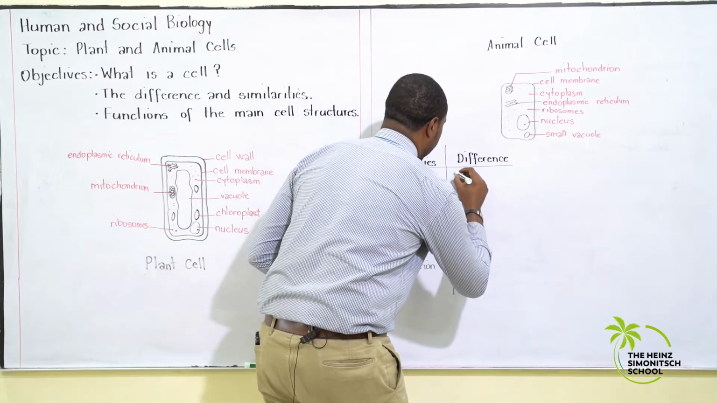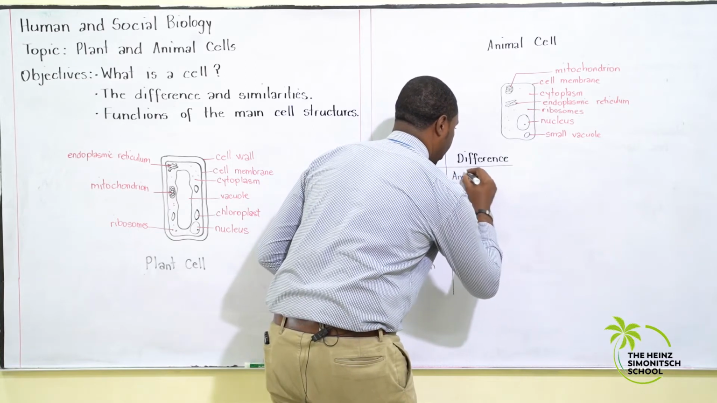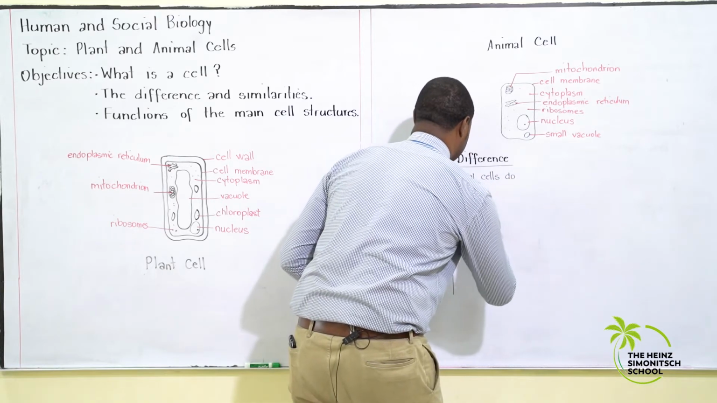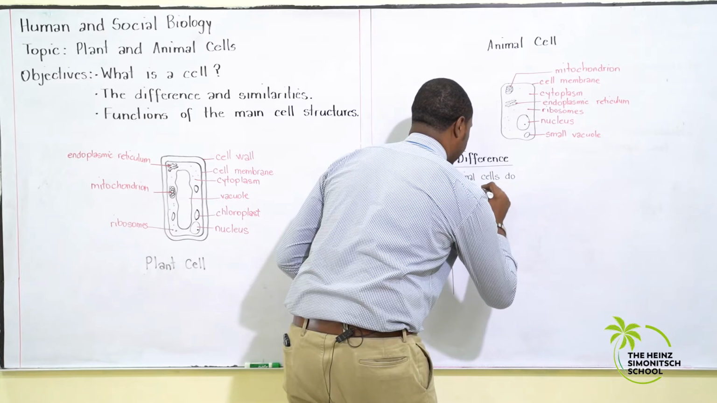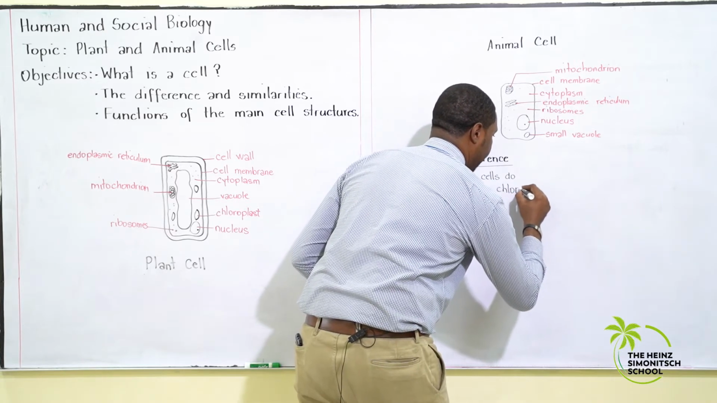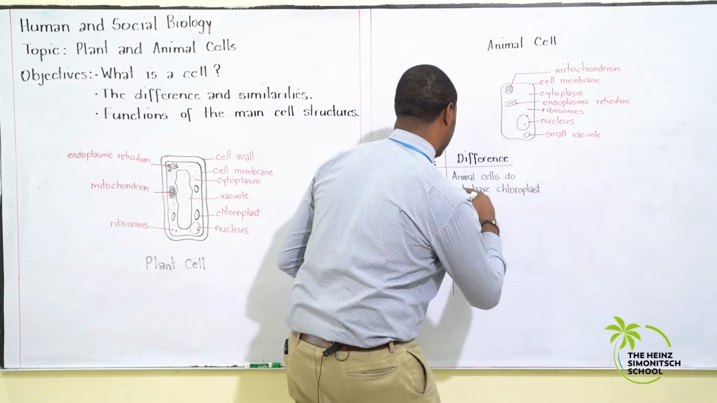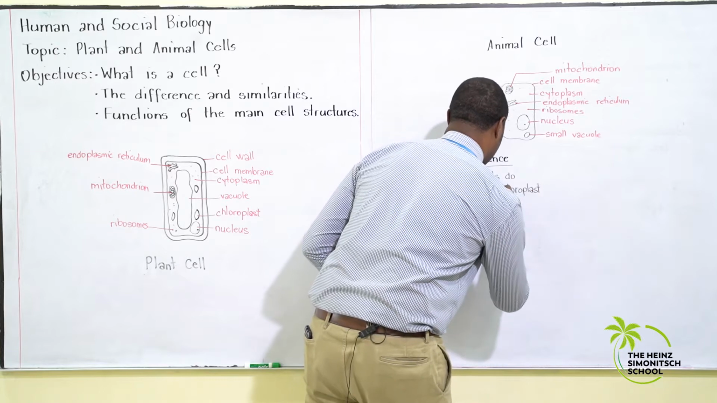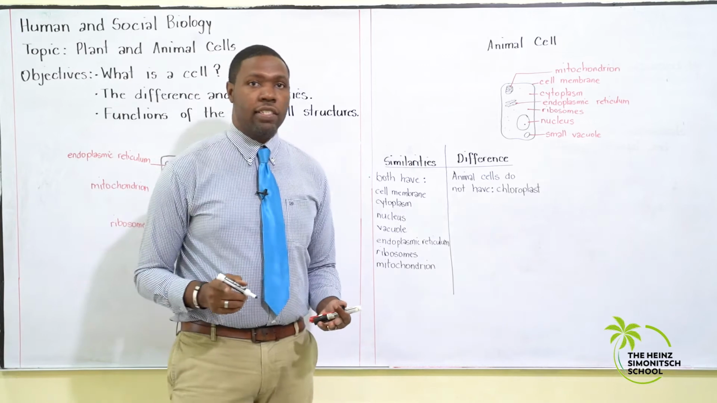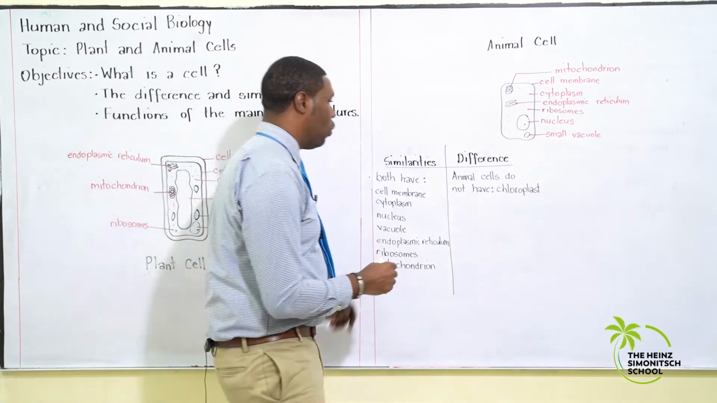And animal cells do not have chloroplast. They do not have chloroplast. Is there anything else that animal cells don't have? You guessed it, a cell wall.